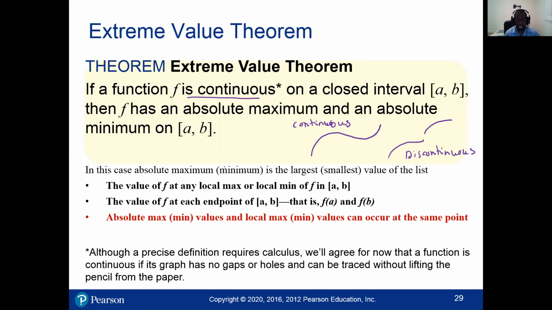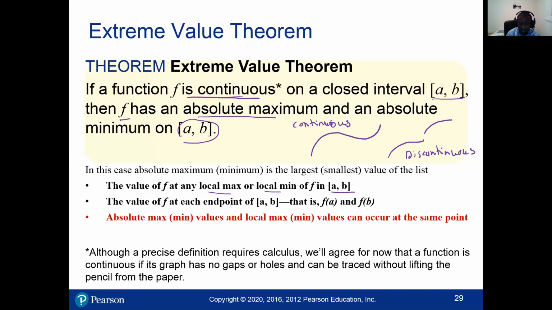So if the function is continuous over a closed interval like this, then the function has an absolute maximum and an absolute minimum over that closed interval. When this happens, this is what we do. The absolute maximum or minimum is the largest or the smallest value of the following list. That is, you have to find the function value at the local maximum and local minimum in the interval AB.